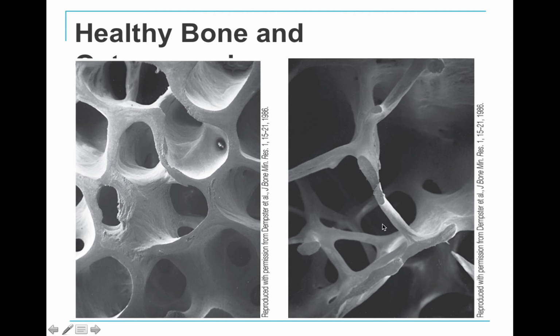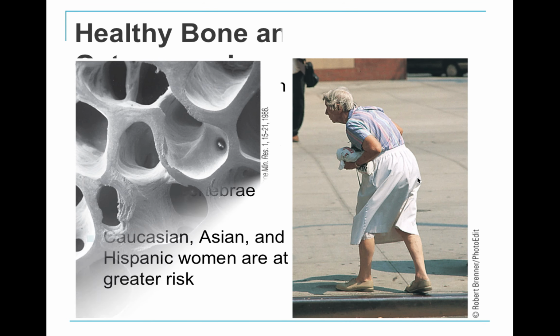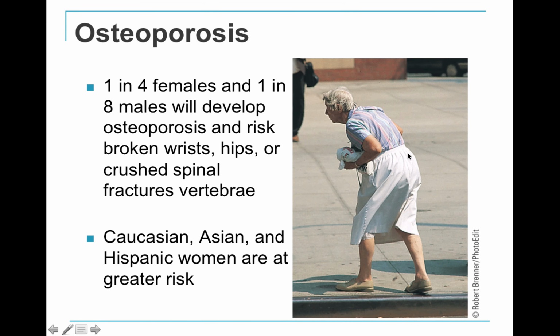There's huge gaping holes in the bone tissue. So obviously this would be the osteoporosis. And you probably have seen elderly people hunched over like this. And the reason why this is happening is because osteoporosis typically affects the spine and also the hip area.